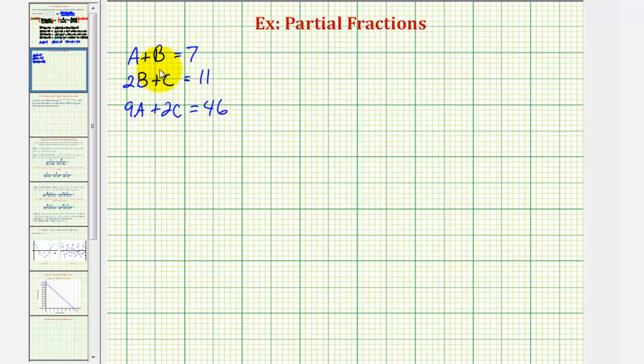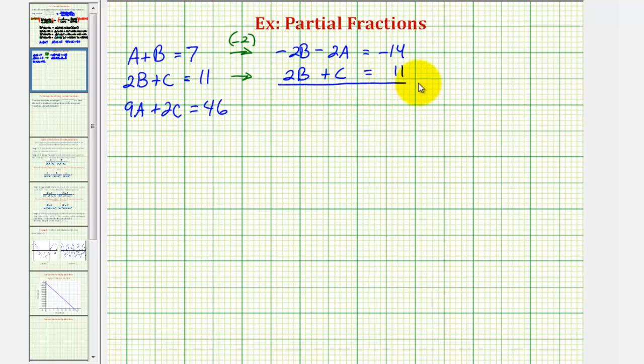Let's use elimination and eliminate b from these first two equations. So notice how if this was negative 2b, we could add the two equations together to eliminate the b term. So let's go ahead and multiply this first equation by negative 2, and we'll leave the second equation the same. I'm going to go ahead and put the b term first, so we can write this as negative 2b minus 2a would be equal to negative 14. And the second equation stays the same. We have 2b plus c equals 11.